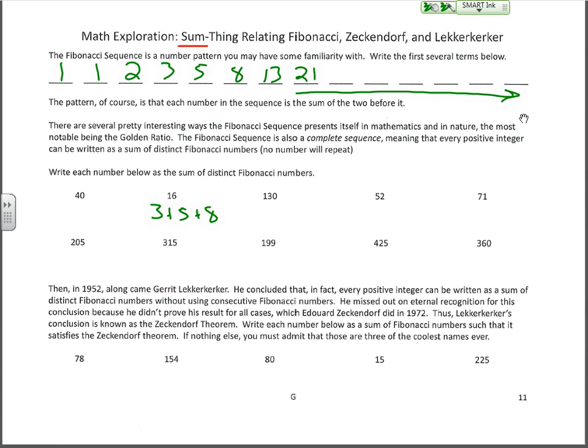8 plus 13 is 21. So let's see. If I do 21 plus 13, that's 34. I need 6 more, so plus 5 plus 1. That gets me to 40. Distinct Fibonacci numbers, none of them repeat.